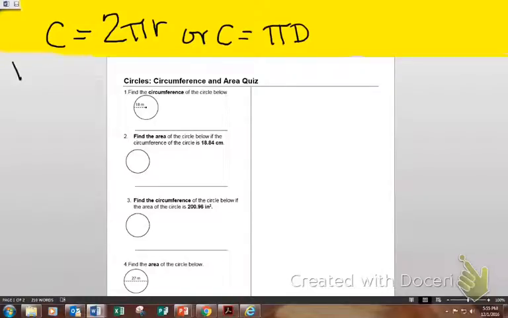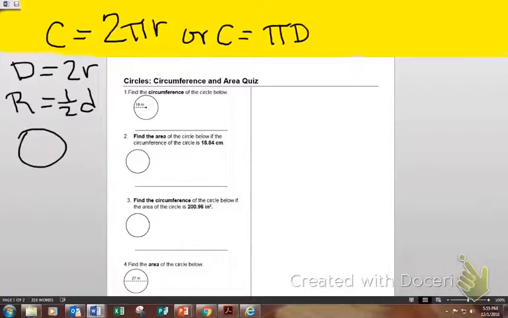The diameter is twice as much as the radius, or the radius is equal to half the diameter. On a circle, the radius comes halfway. The diameter comes across all the way.